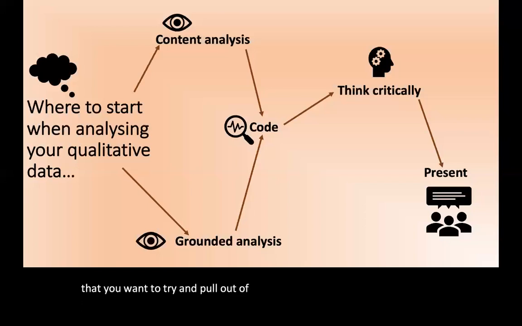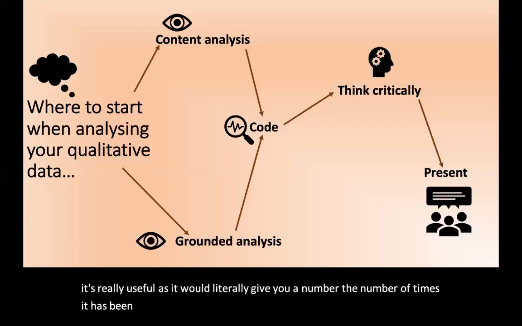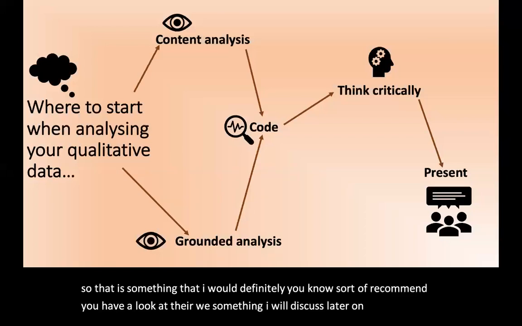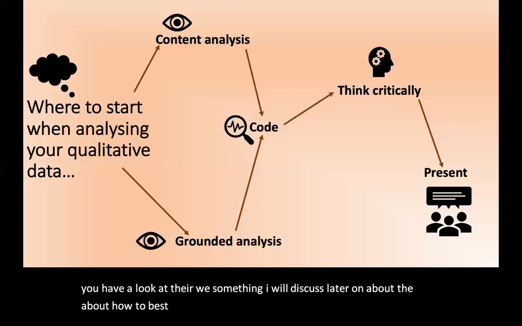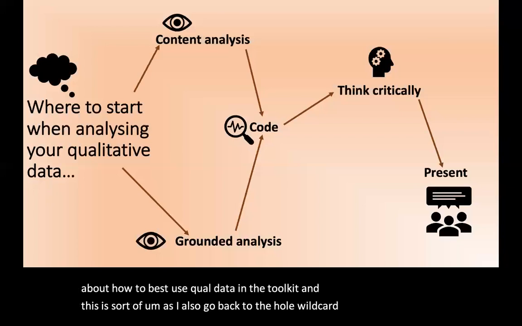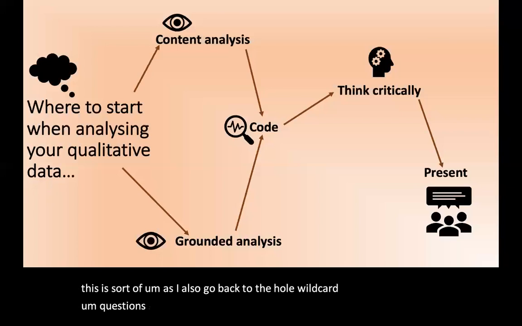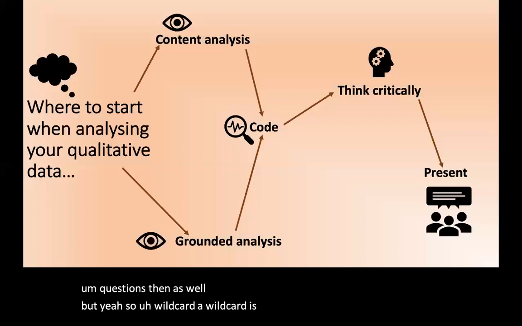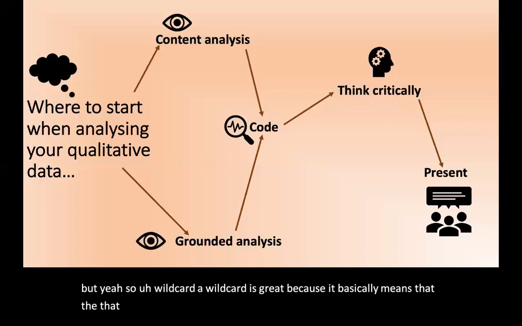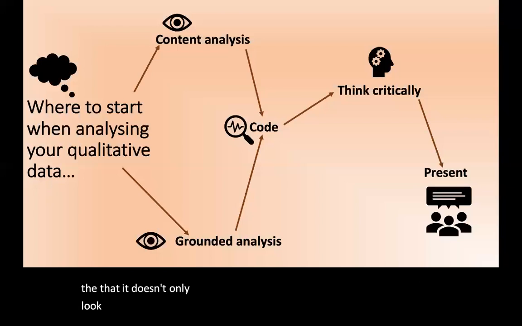So that is something that I would definitely recommend you have a look at. There'll be something I'll discuss later on about how to best use qual data in the toolkit, and so it will go back to the whole wildcard question as well. But yeah, a wildcard is great because it basically means that it doesn't only look at the cell if it purely contains that word, and it can contain things around it as well.